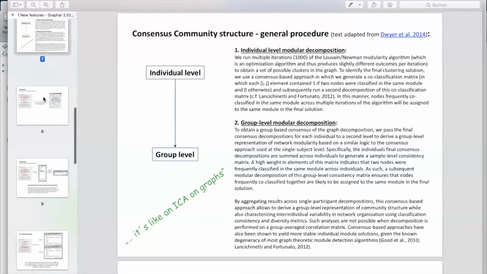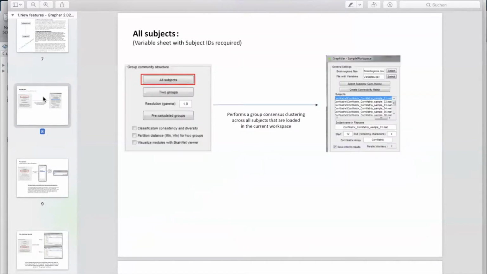So how does this work? We now have possibilities to run this group community structure across all the subjects that you've loaded into GraphVar. By simply hitting this button, it will run this consensus clustering across everybody that you've entered in here.